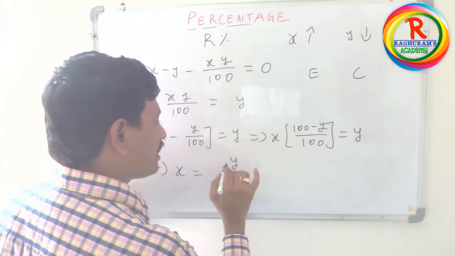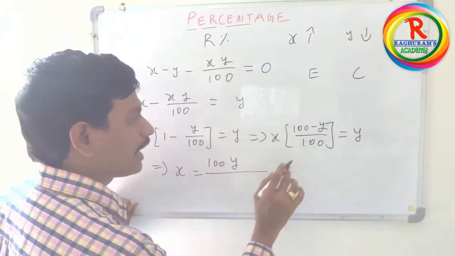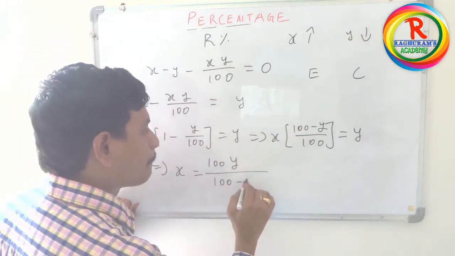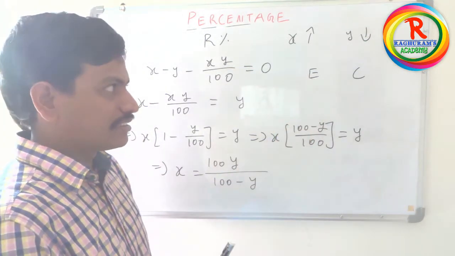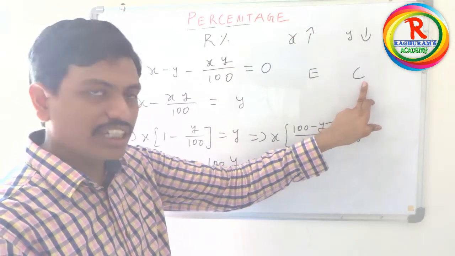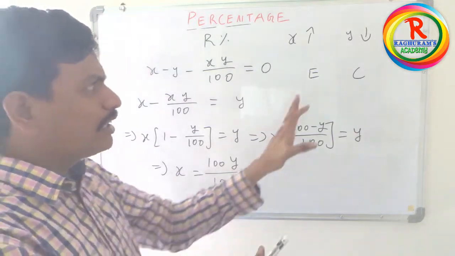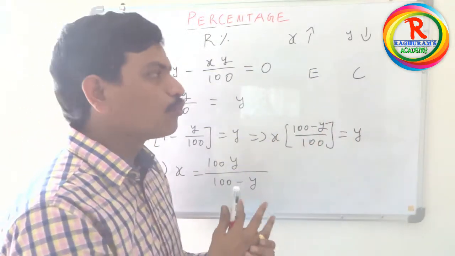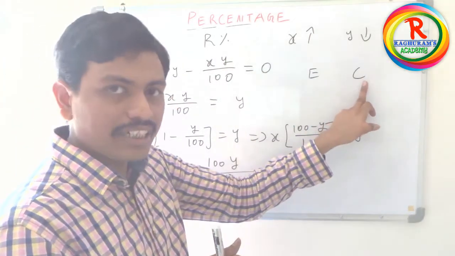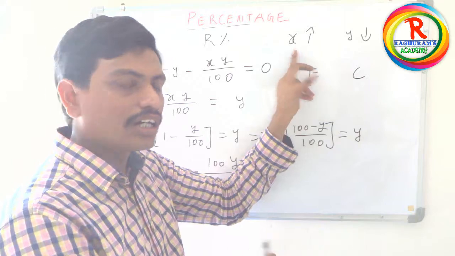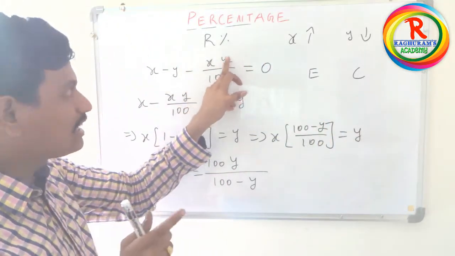Y into 100. That is 100Y. We can say simply 100Y by 100 minus Y. Suppose expenditure is decreased, how much percentage can consumption be increased? So we need to find the increased percentage. Whatever it may be, decreased expenditure or consumption, no need to worry. Whether decrease is given and we need to find increase, or increase is given and we need to find decrease. If decrease is given, that is Y is given, we need to find X.